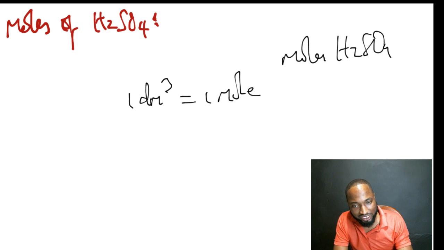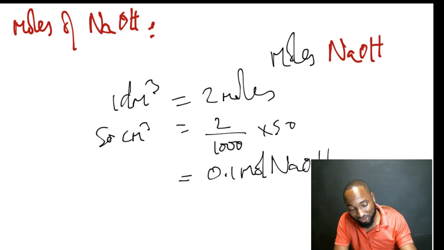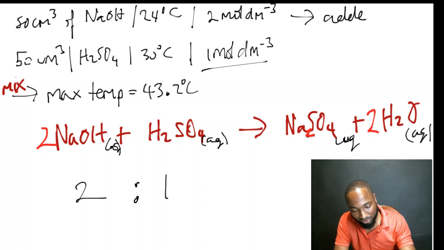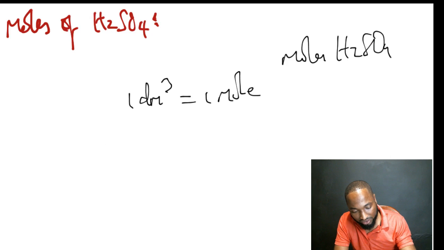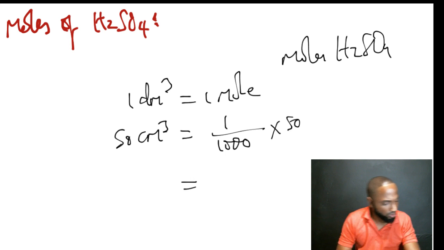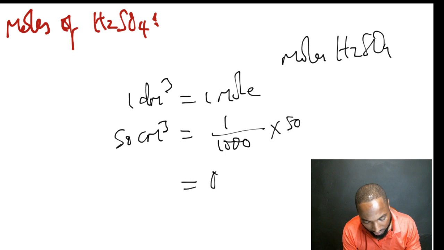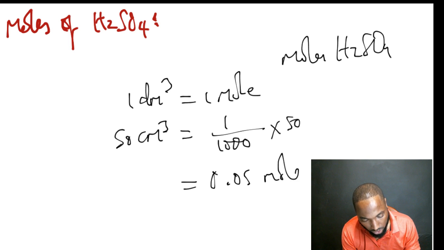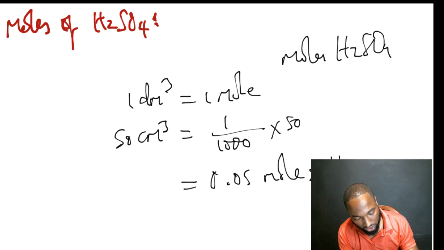A lot of people are saying this is coming for sure. A lot of teachers, chem teachers and things, are saying this is coming for sure. It remains to be seen. And then the next is 50 again. So 50 cm cube would be 1 over 1000. You notice I'm changing it to 1000 because it's cm cube. So this was what? 0.05 moles H2SO4.